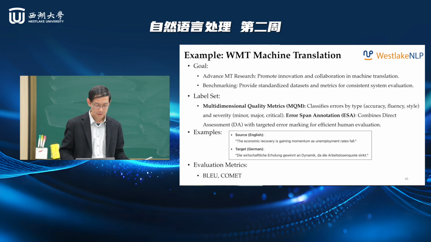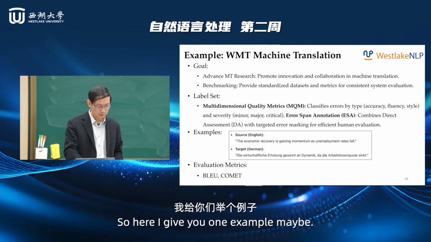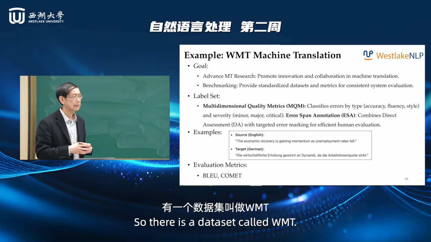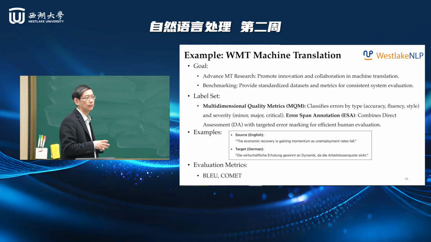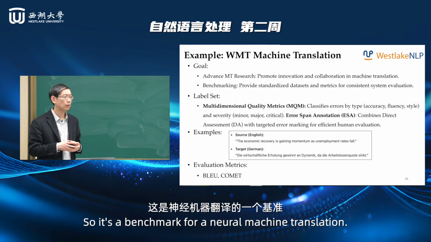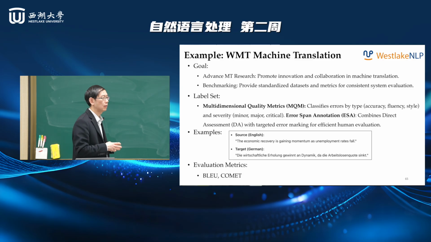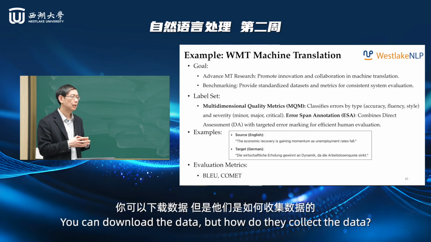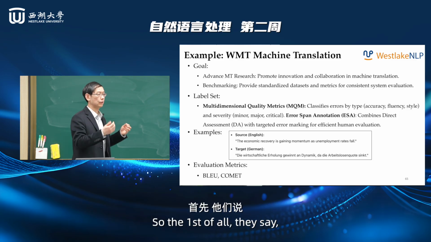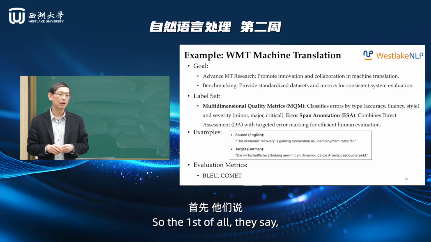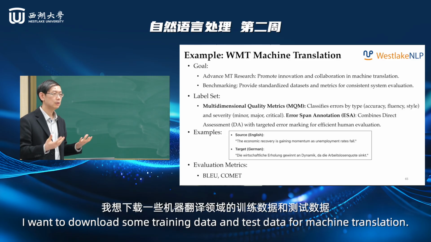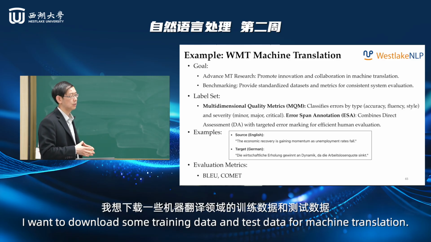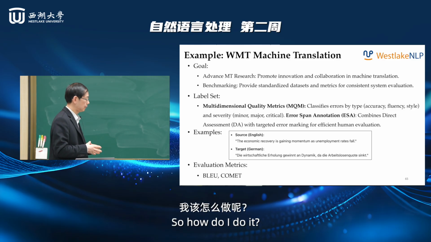All right, so here I give you one example. There is a data set called WMT. It's a benchmark for neural machine translation. You can download the data. But how do they collect the data? First of all, they say, I want to download some training data and test data for machine translation. So how do I do it?